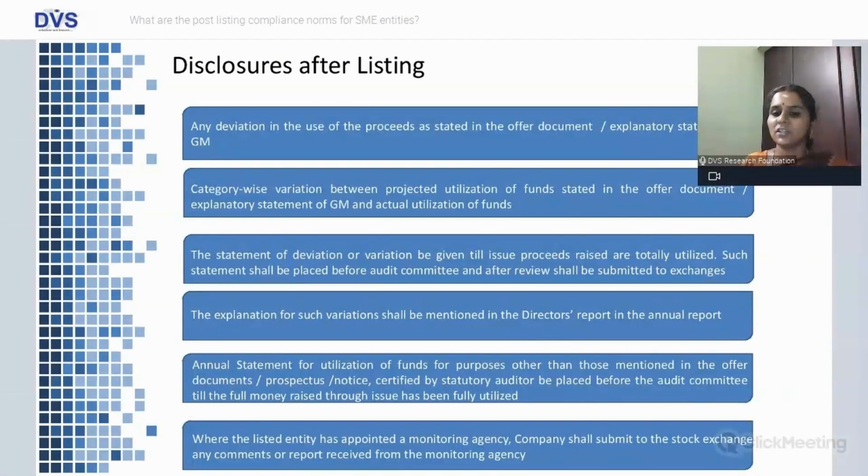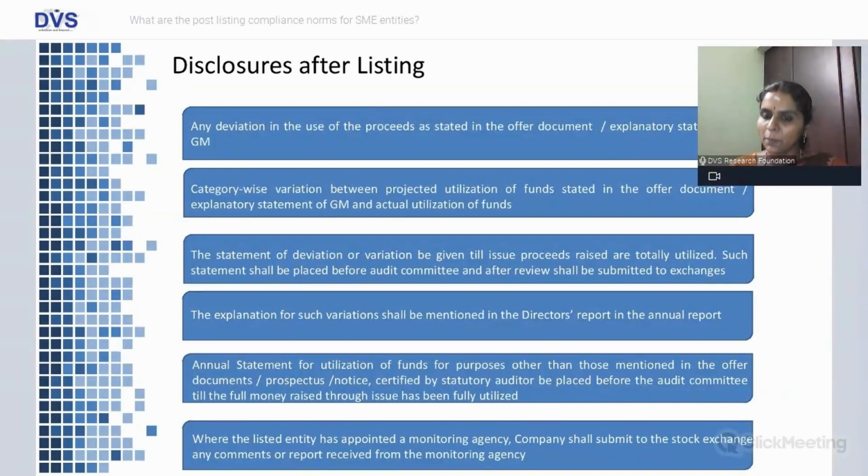And such variation explanation shall also form part of your board's report in the annual report. An annual statement for utilization of funds other than those mentioned in the offer document shall certainly be certified by your statutory auditor. Then it shall be placed before your audit committee until the full money is completely raised. So you need a certification backed by your review and recommendation of the audit committee, which has the term of reference of reviewing your financial statements overall.